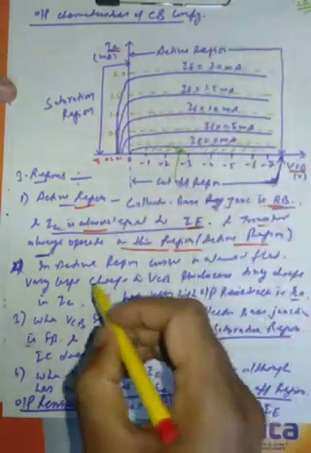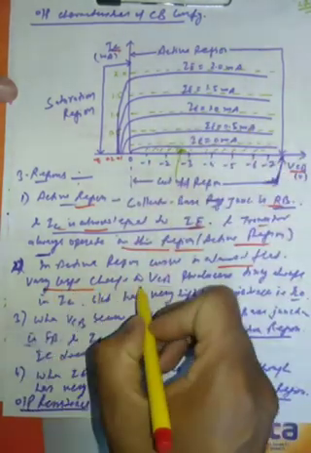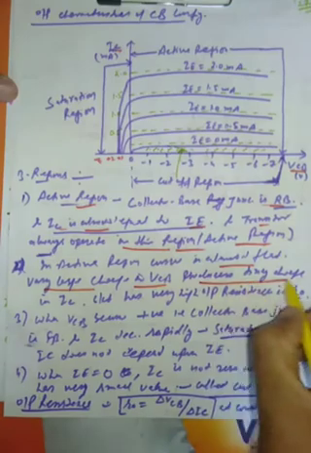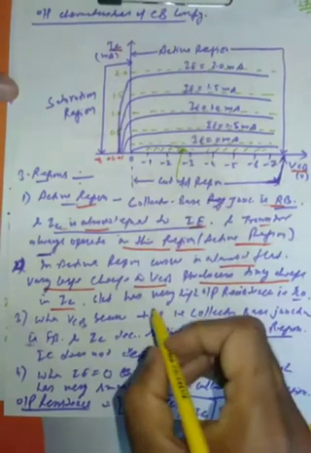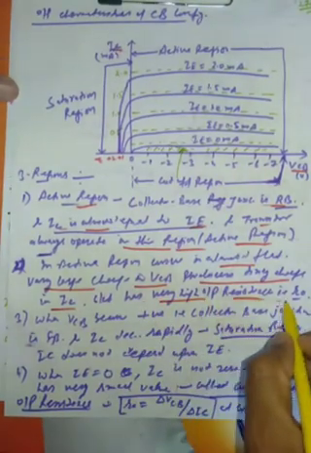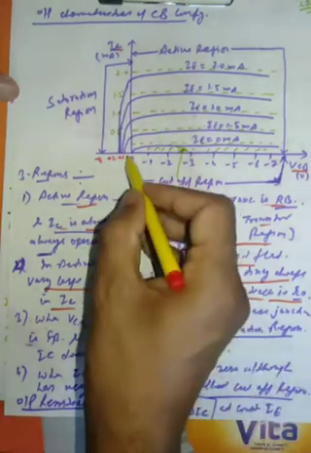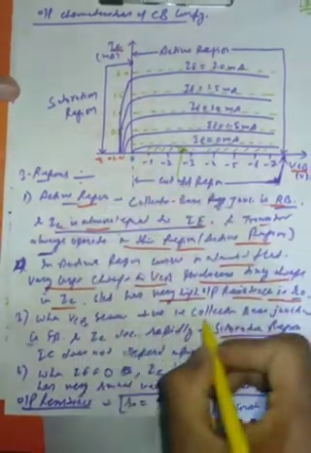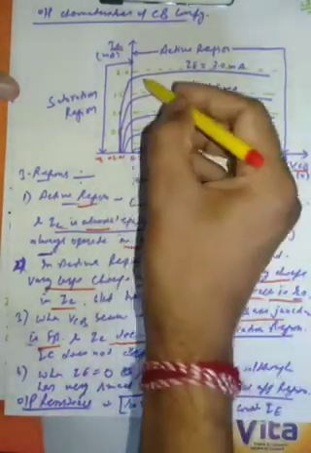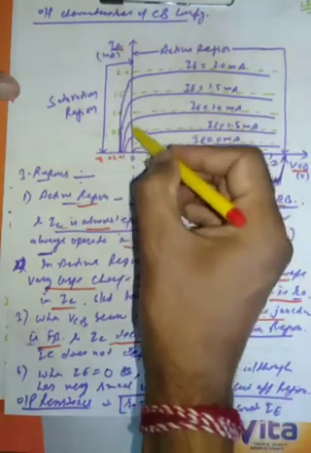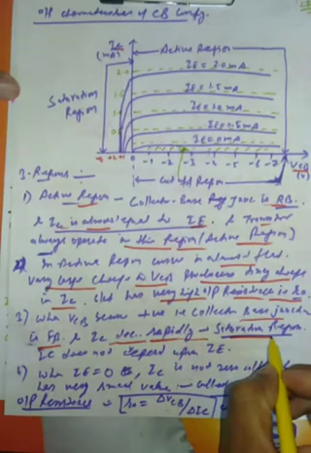In the active region you can see the curve is almost flat, and a very small change in VCB produces a very small change in the collector current, so you have a very high output resistance, RO. When VCB becomes positive, the collector base junction is in forward bias, and the collector current IC decreases rapidly towards zero. This region is known as the saturation region.